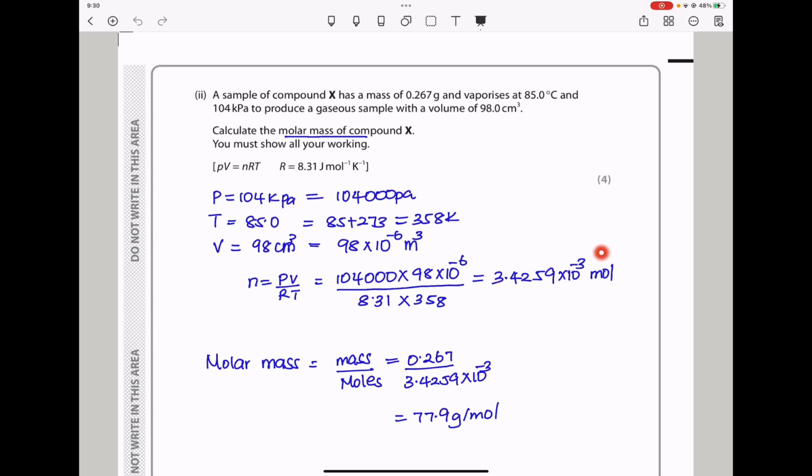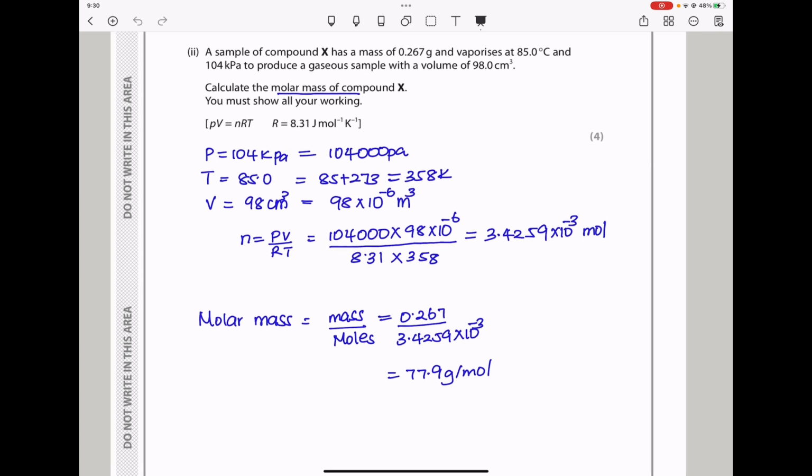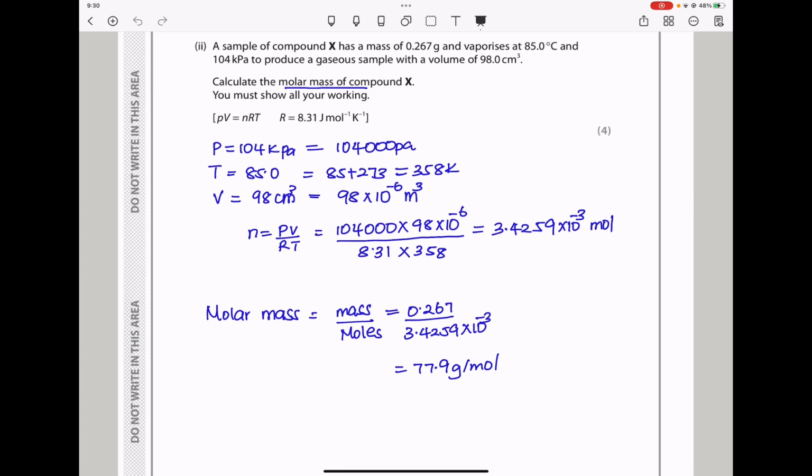which is that. Since we are looking for the molar mass, and I have the number of moles, it's quite easy. So molar mass is going to be mass divided by the number of moles. The mass is given here, divided by the number of moles, and I got 77.9 grams per mole.